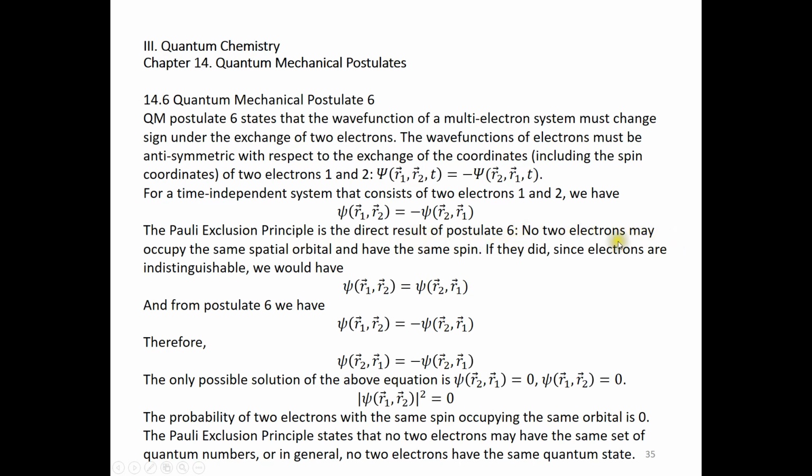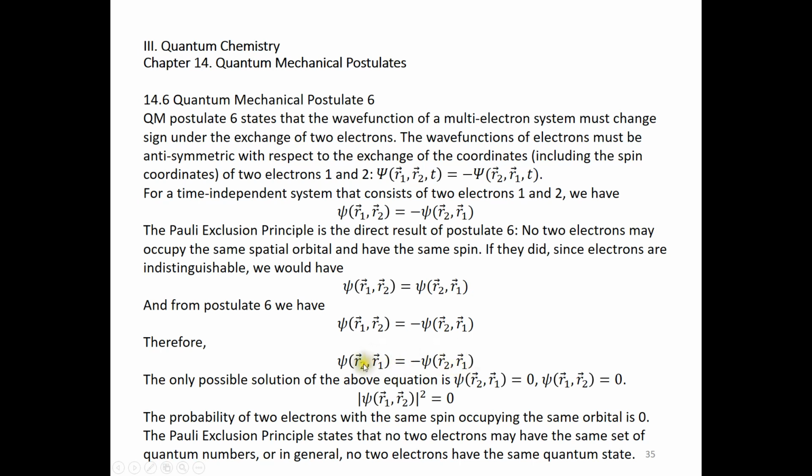No two electrons may occupy the same spatial orbital and have the same spin, because if they did, since electrons are indistinguishable, we would have psi of R1, R2 equals psi of R2, R1. But from postulate 6, we have psi of R1, R2 equals negative psi of R2, R1. So if you compare these two equations, the left side equals this left side, the right side here equals this right side, and therefore psi of R2, R1 equals negative psi R2, R1.